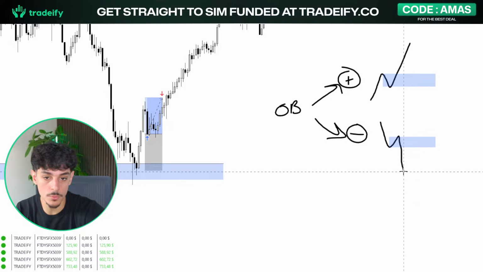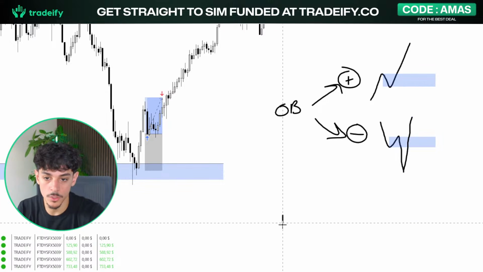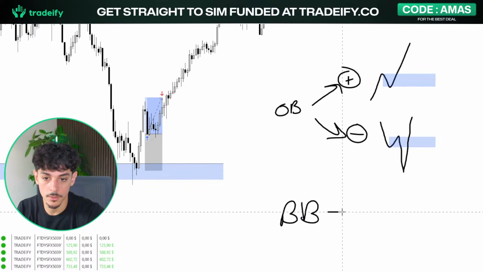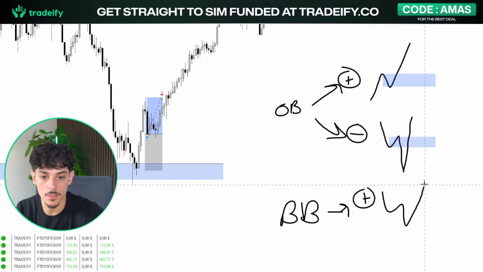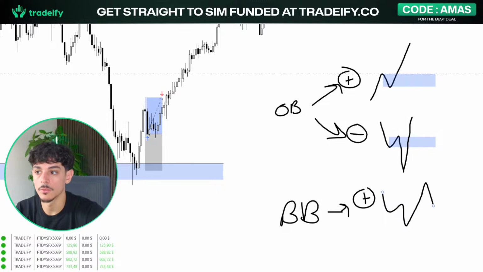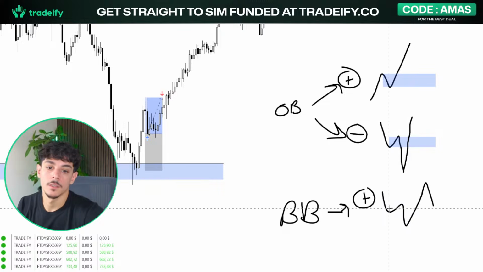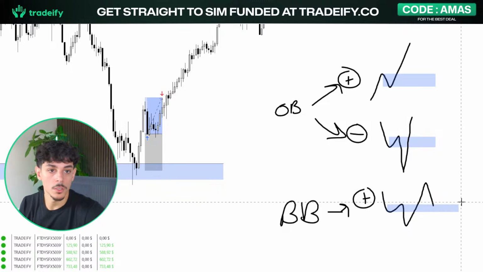If you don't hold this OB, then you create what we call a BB, a bullish breaker, which is this exact pattern, a failed bearish order block.